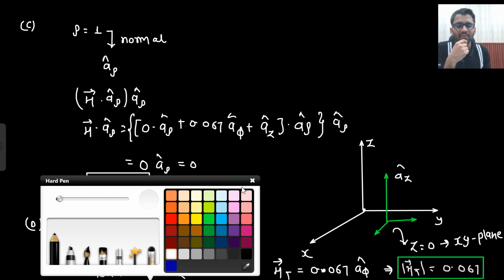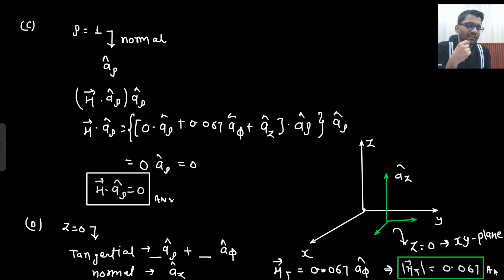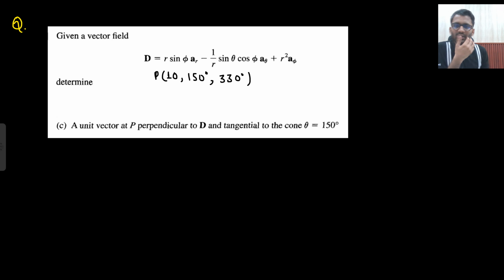There are two components. One is perpendicular, one is tangential. So perpendicular component I do not need to write. I need to write the tangential one. So this is the tangential one, and they are asking the scalar component. That means they are asking the magnitude 0.067. Well and good. Let's move to the next question.